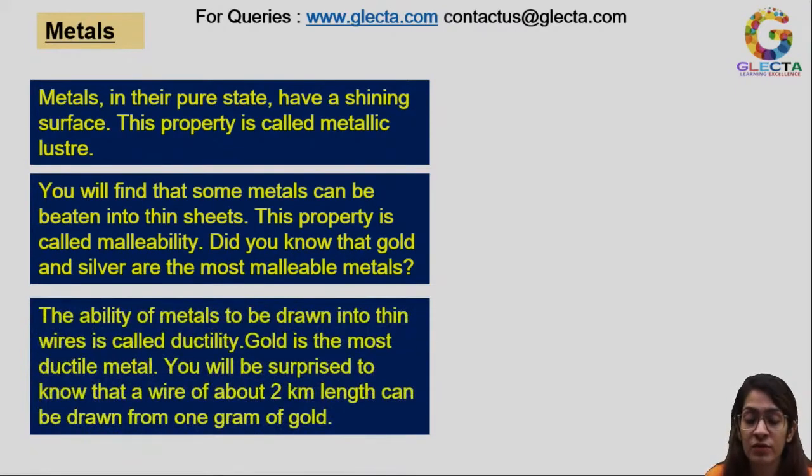Then the other property of metals is ductility, which enables the metals to be drawn into thin wires. Gold is again the most ductile element as well. You will be surprised to know that a wire of about 2 kilometers in length can be drawn from 1 gram of gold. How interesting it is, right? So metals have the property of metallic luster, they are malleable and they are ductile as well.